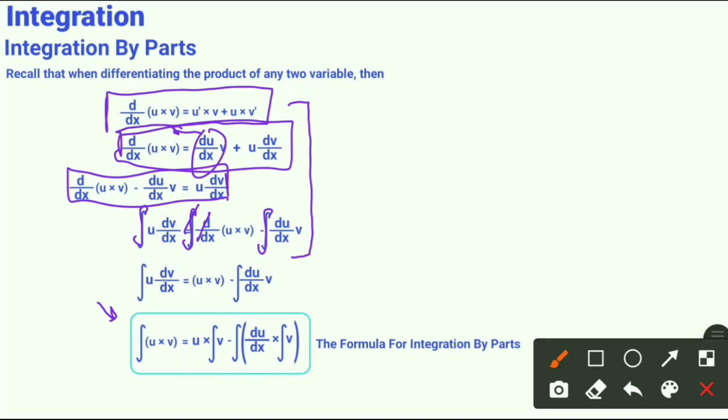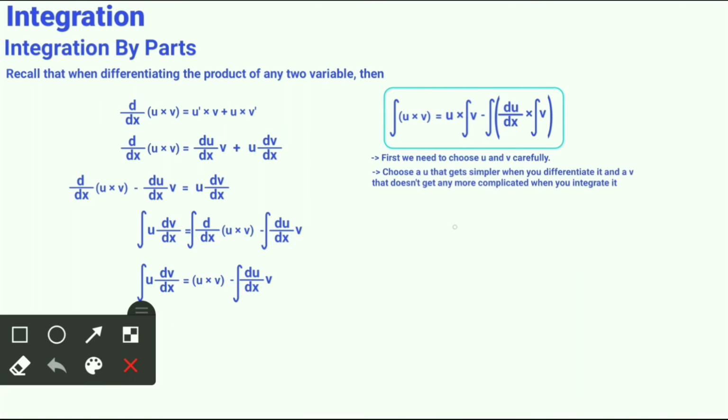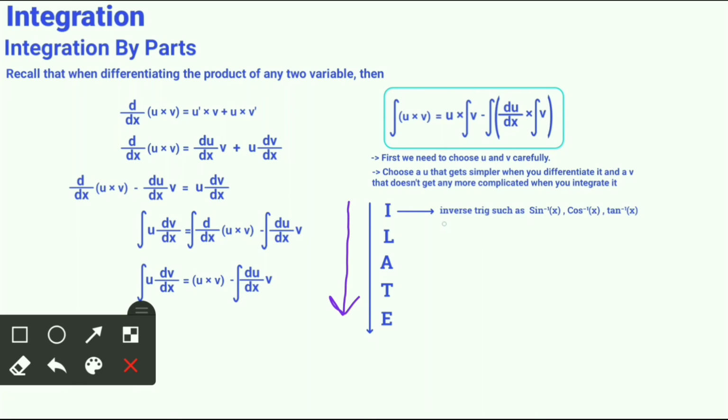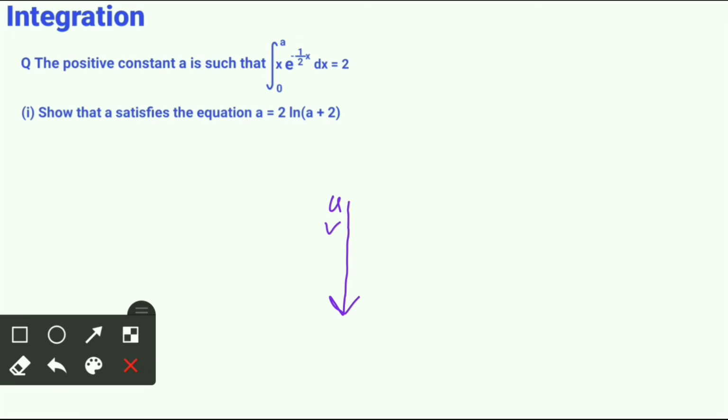This one's cancelled out, and then you decided to do integration on this one. After doing this integration, it becomes v. Integration on this one and integration on this one. And there you go, you got the formula. First we need to choose u and v carefully. Choose a u that gets simpler when you differentiate it and a v that doesn't get any more complicated when you integrate it. It goes in this sequence: first one inverse trigonometry, the second logarithm, third is algebraic, the fourth is trigonometric function, and the fifth one is exponential functions. This is how you choose u and v.